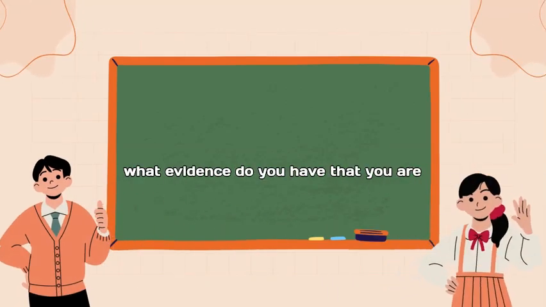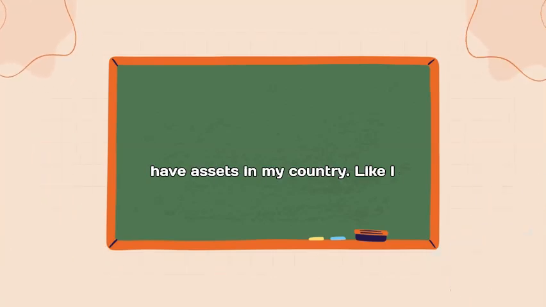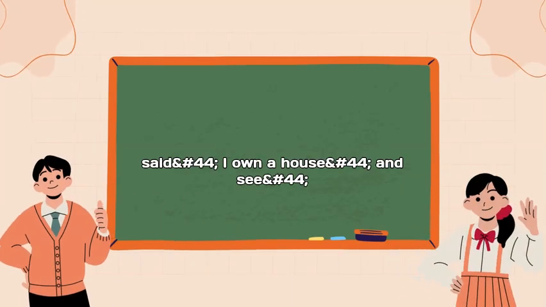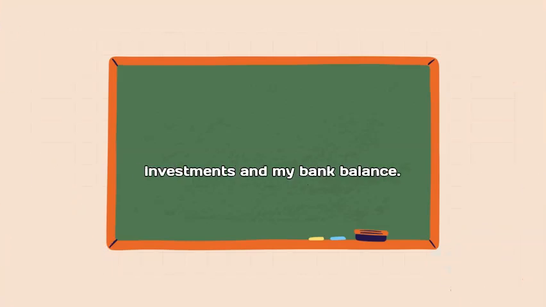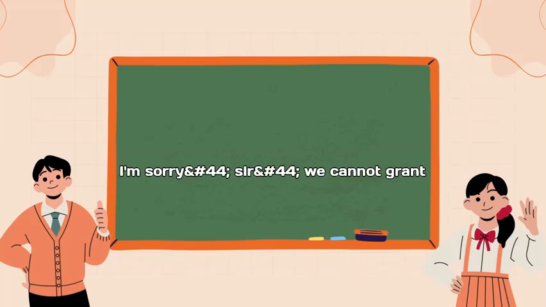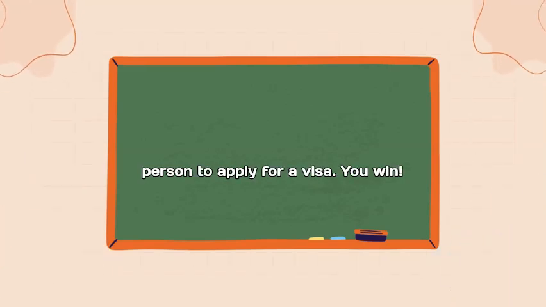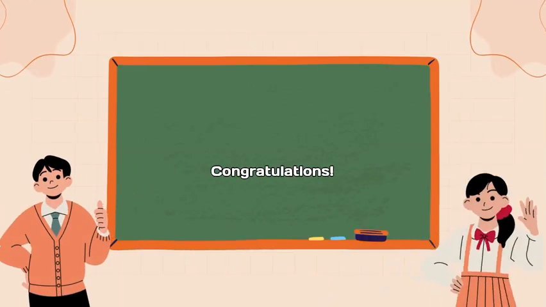And what evidence do you have that you are financially independent? Well, I do have assets in my country. Like I said, I own a house, and see, here's a bank statement showing my investments and my bank balance. I'm sorry, sir. We cannot grant you a B2 visa at this time. Instead, you are granted a resident visa. Congratulations! You are the millionth person to apply for a visa. You win! Congratulations! Yay!